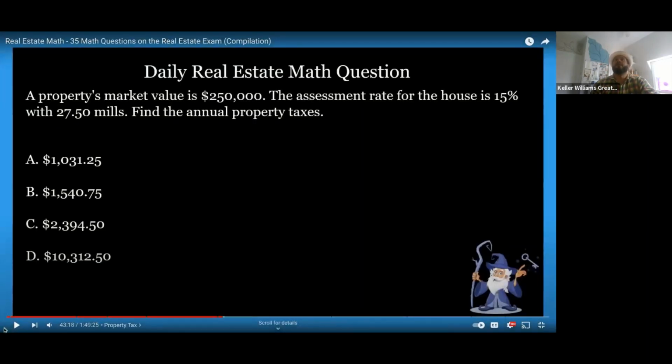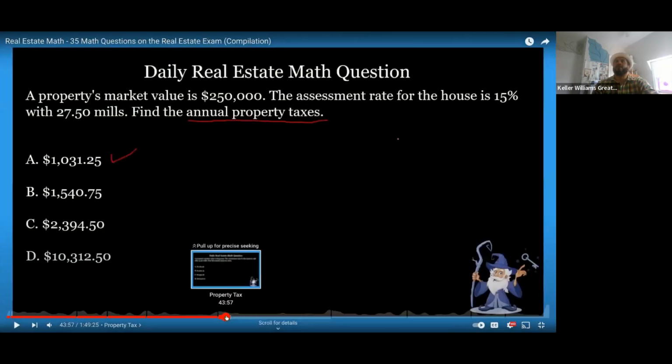Oh, here we go. A property's market value is $250,000. The assessment rate for the house is 15% with 27.5 mils. Find the annual property tax. You won't see a lot of these, but you will see them. So remember, we're looking for annual property tax, and the way that works out is this.